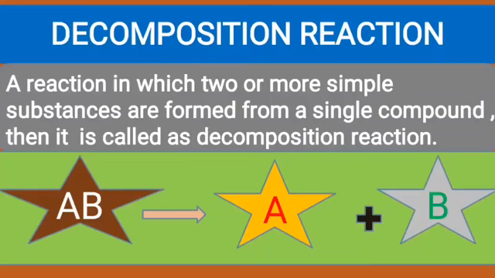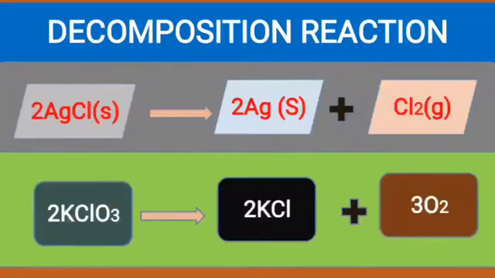Decomposition reaction. A reaction in which two or more simple substances are formed from a single compound is called a decomposition reaction. AB decomposes to produce A and B. Look at this example: 2 molecules of silver chloride decompose to give 2 molecules of silver and chlorine. And here, 2 molecules of potassium chlorate decompose to give potassium chloride and oxygen. These are the examples for decomposition reaction.